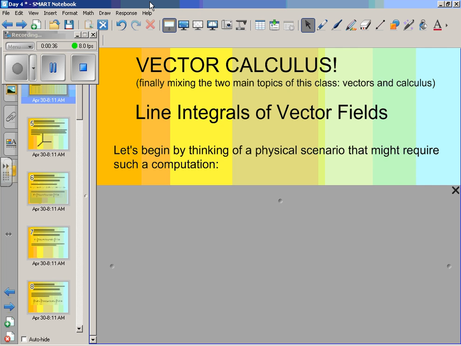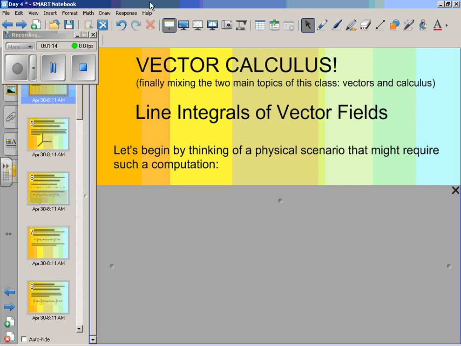So let's think of a good physical interpretation of this, a good reason for why we want to do this. What can you think of that would go along a path through a vector field? First of all, what does integration do? It's an infinite sum, so we're adding things up. When might we want to add up a bunch of values in a vector field? What do vector fields often represent?